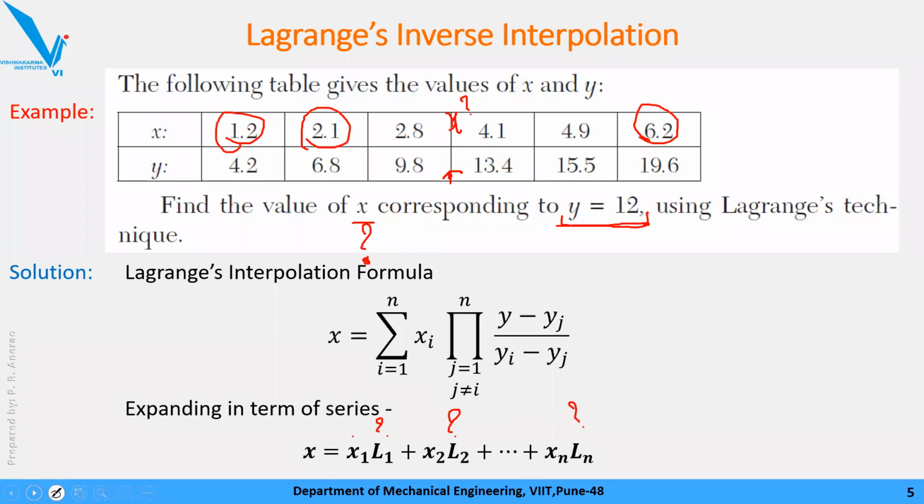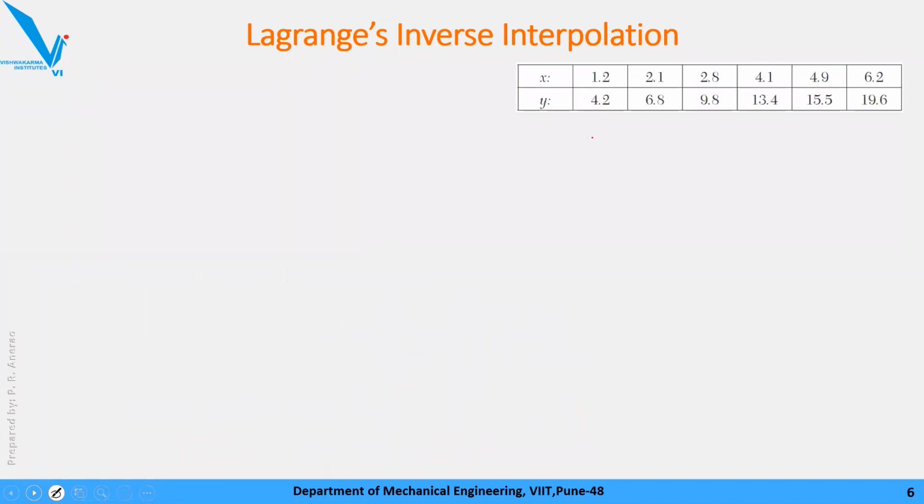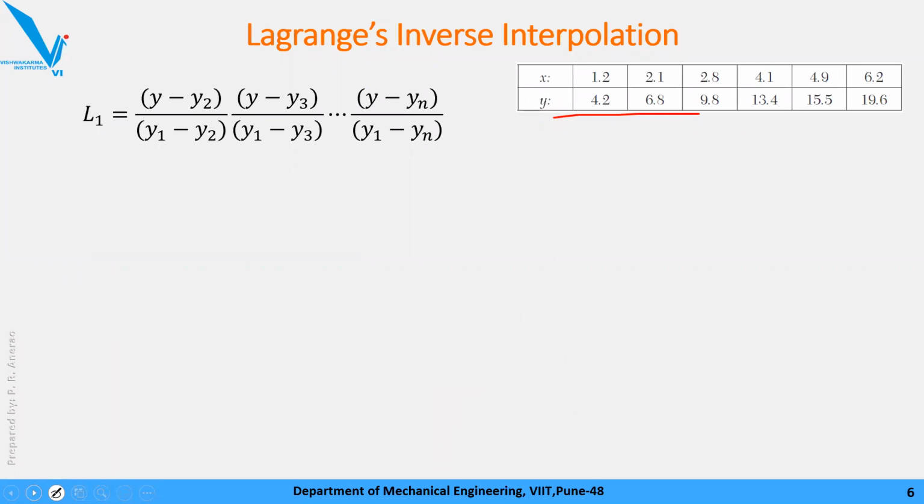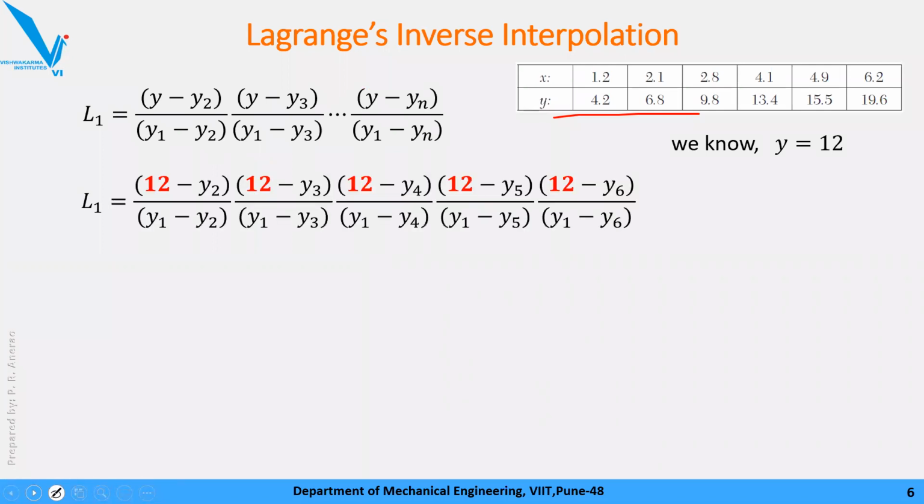First we will target that complicated part, L1. Let's calculate L1 first, and similarly we will calculate the remaining terms. This data is given in the problem statement. We know how to calculate L1, you have the equation of L1. Now, we know for y equal to 12 we need to calculate L1, L2, L3. So instead of using the simple variable y, I'll put the data 12. So 12 minus y1, 12 minus y3 and so on.